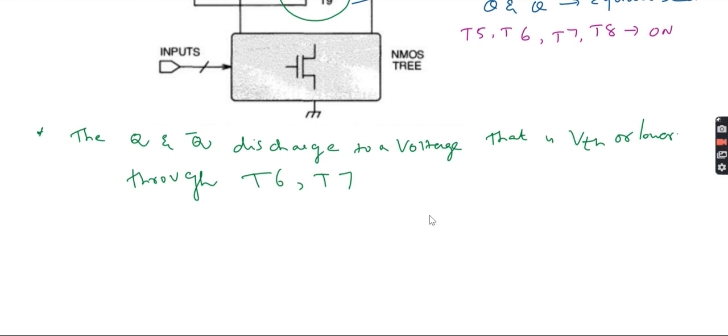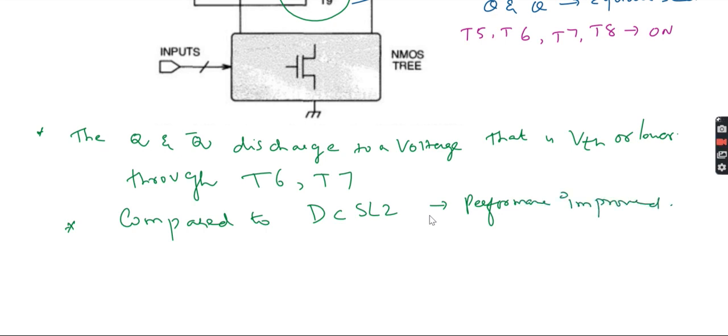It will limit the discharge voltage to the threshold voltage, which lowers the power dissipation compared to DCSL2, that is the previous one. Compared to that, the performance is good. Performance wise it improves here marginally.